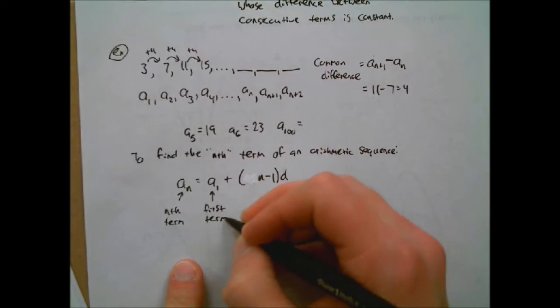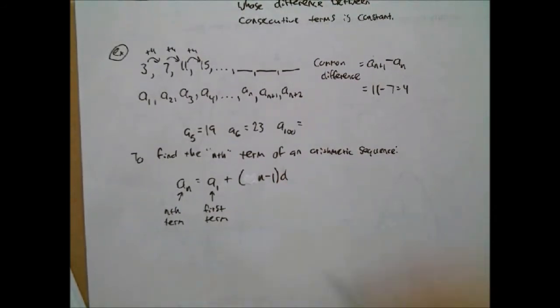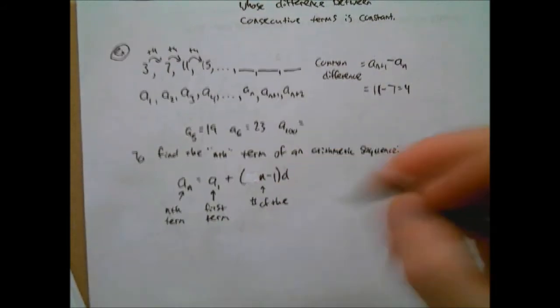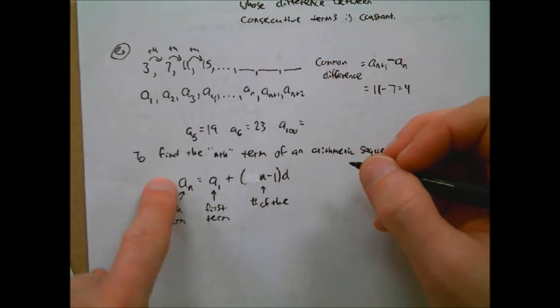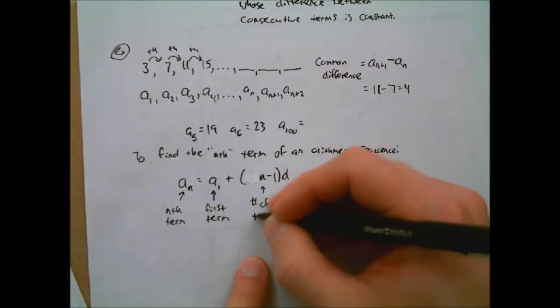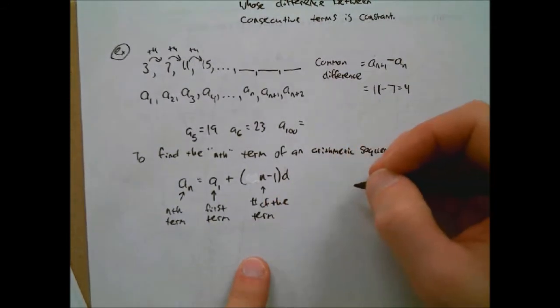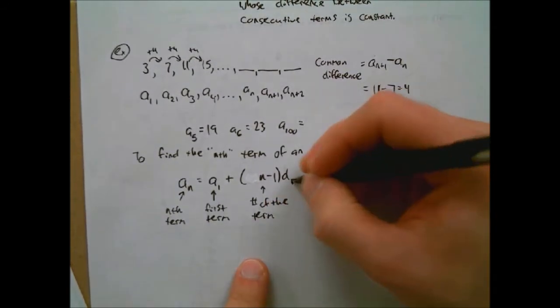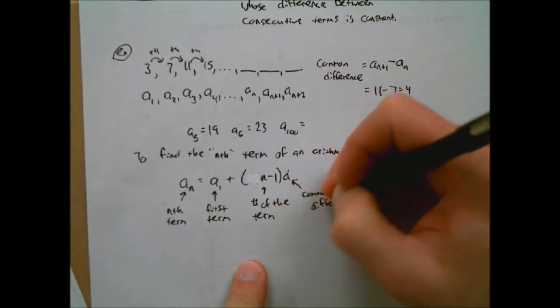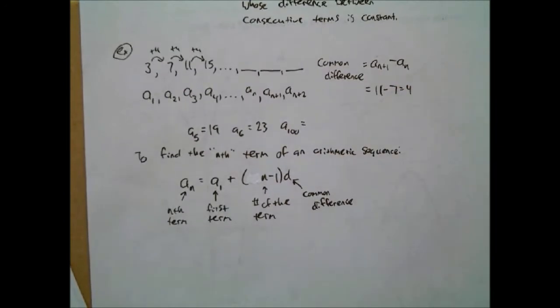And then n is just the number of the term. For example, if I want the 100th term, I would have a sub 100, and 100 goes in for n here. Number of the term. And D, what do you think that stands for? Common difference. Again, only arithmetic sequences have a common difference, where you add or subtract the same amount each time.